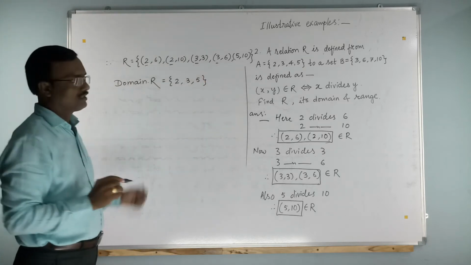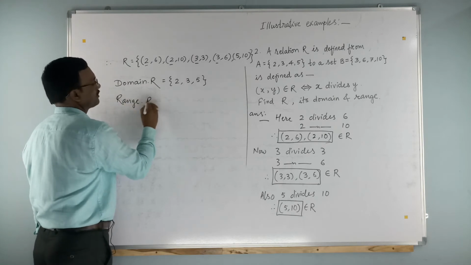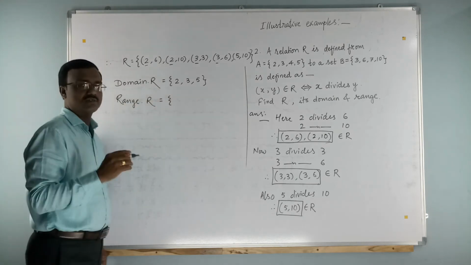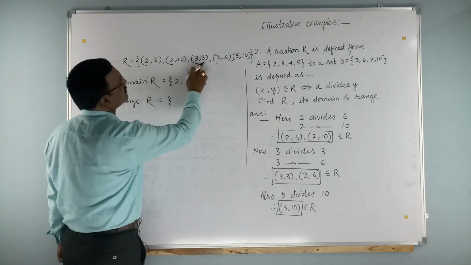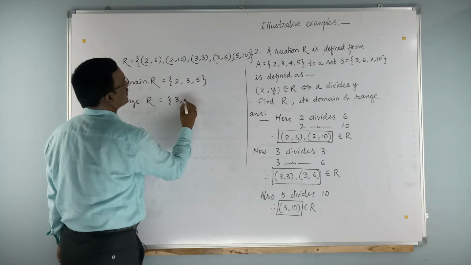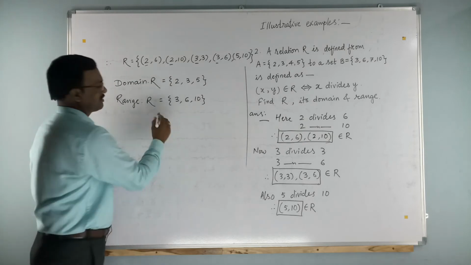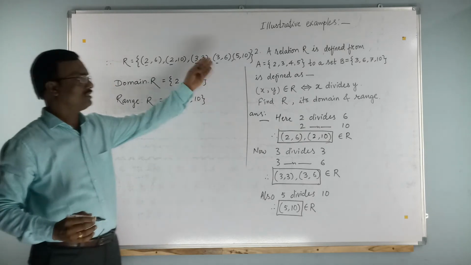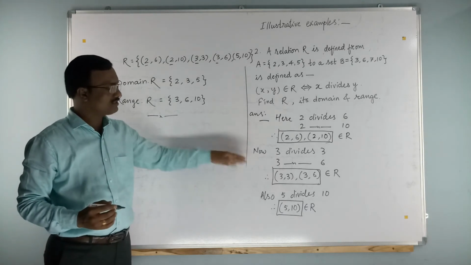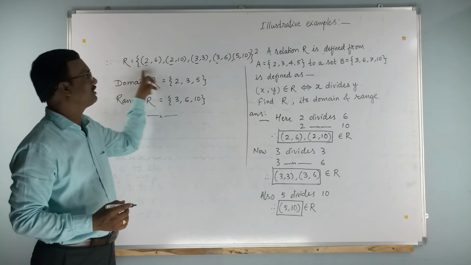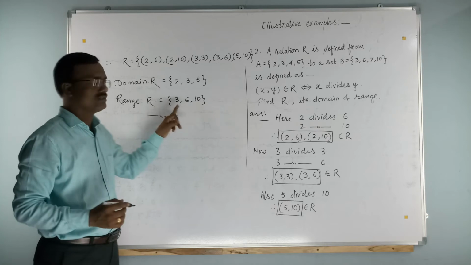So this is the domain of R. And then range. So range of R is the set of all second components. So 6, 10, 3, 6, that means 3, 6 and 10, writing in a proper serial. That's all. So under the given description of a relation, we have found these pairs. So relation R is having these pairs and has domain 2, 3, 5 and range 3, 6, 10.